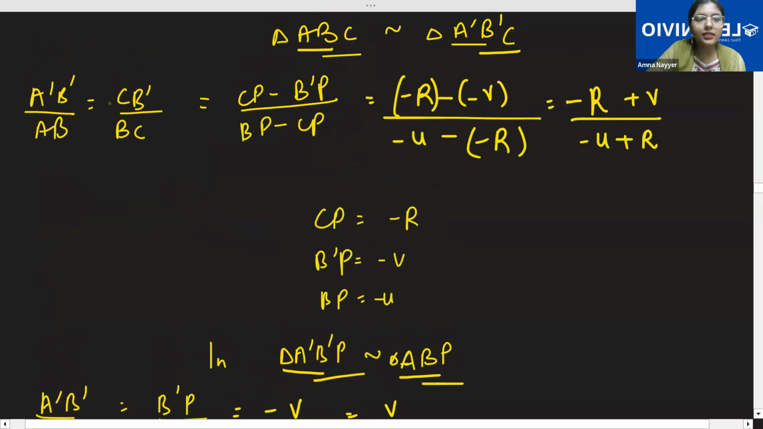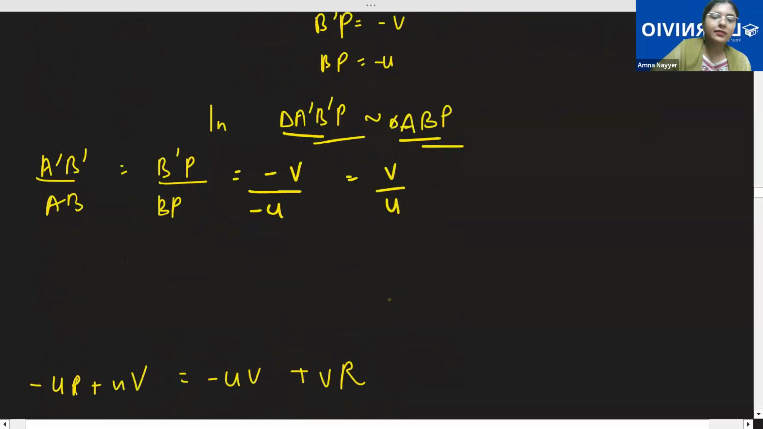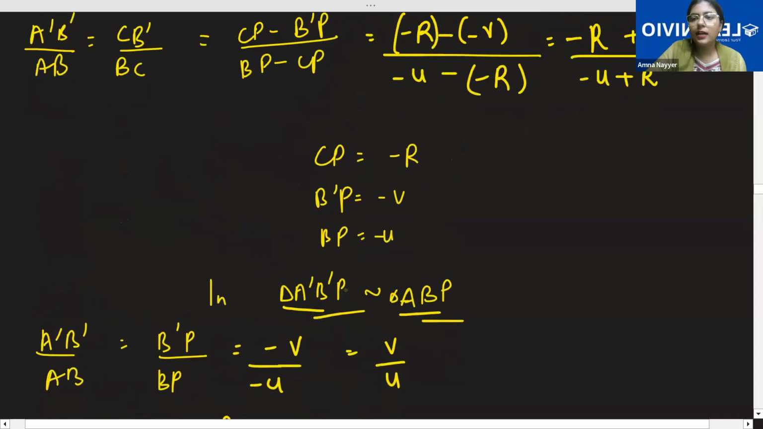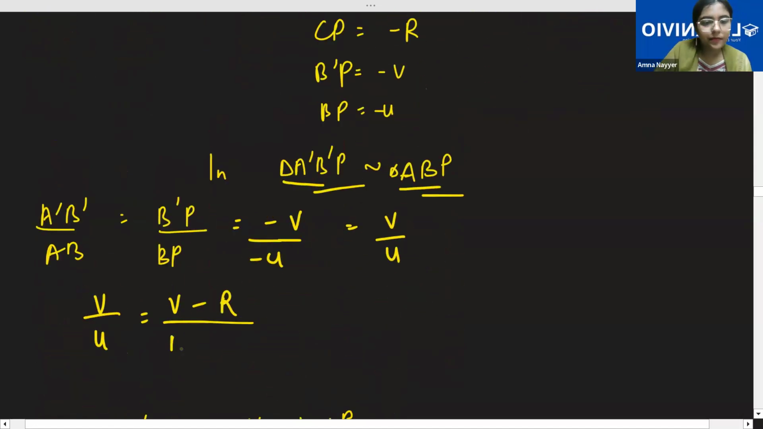Now we have the value of A'B' by AB from here and A'B' from here. So we can equate. We can say V by U is equal to minus R plus V, minus R by R minus U, that is V minus R minus U.